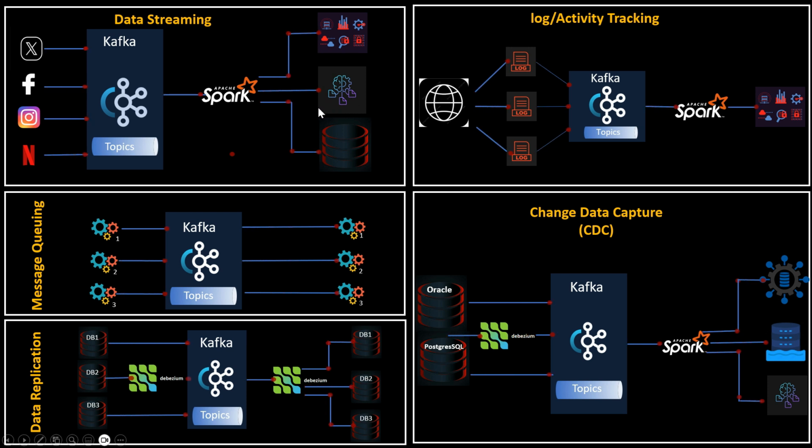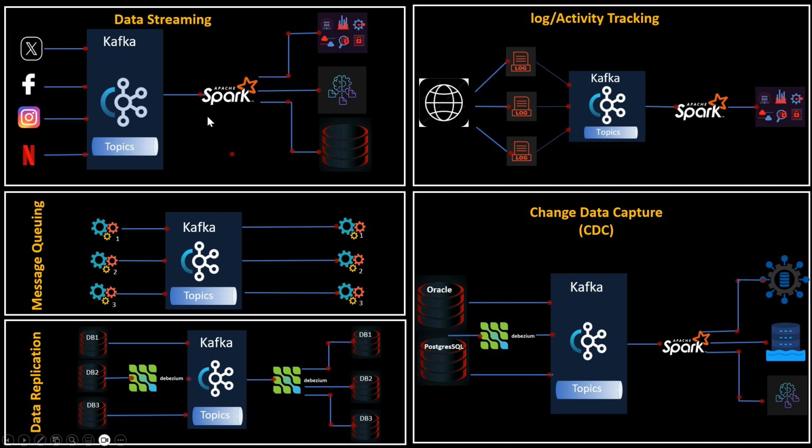As depicted in the graph, there are several important use cases such as data streaming, log activity tracking, message queuing, change data capture, and data replication. For instance, X, Facebook, Instagram, and Netflix utilize data streaming for various purposes, including data analytics, user behavior analysis, real-time website interactions, and application performance metrics to drive data-driven decisions and enhance user experience.